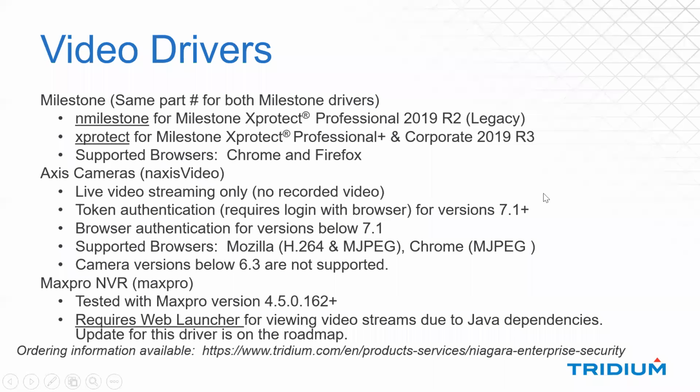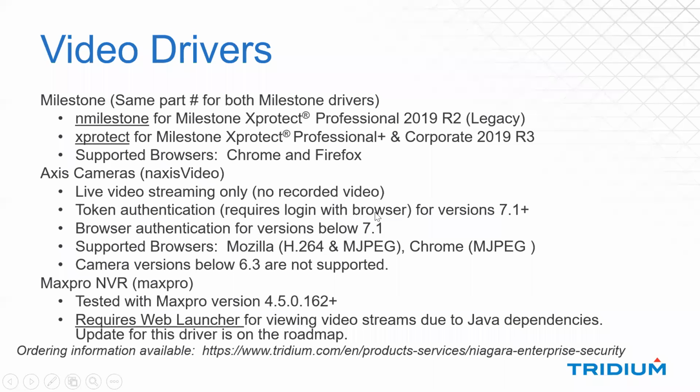With firmware version 7.1 and higher, we have what we call token authentication, which means that Niagara will authenticate to the camera automatically when you access Niagara via the browser. For versions below 7.1, you'll need to use the browser authentication, which can be a little clunky. It still works, but basically a login screen will pop up when you access the Axis camera over the browser instead of logging in automatically.